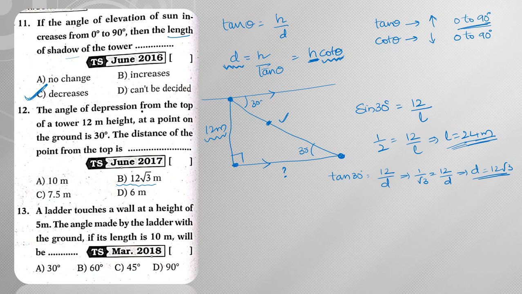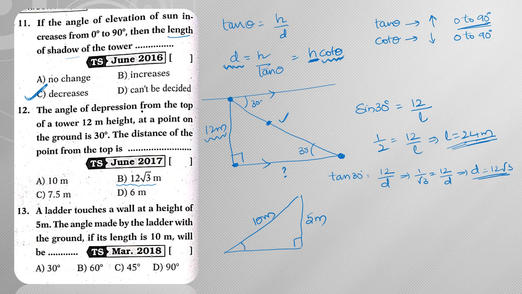Next, a ladder touches the wall at a height of 5 meters. The angle made by the ladder with the ground, if its length is 10 meters, will be. So it's asking you to find the angle of elevation, right? There is a ladder placed against a wall. The ladder touches the wall at a height of 5 meters. The angle made by the ladder is asked if the length of the ladder is 10 meters. Length of the ladder means hypotenuse.